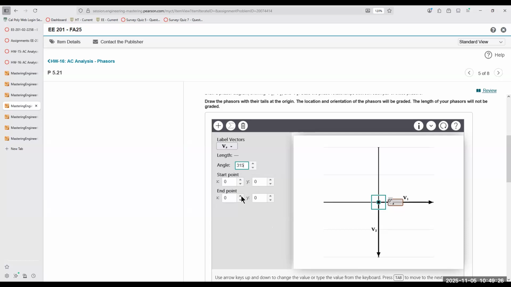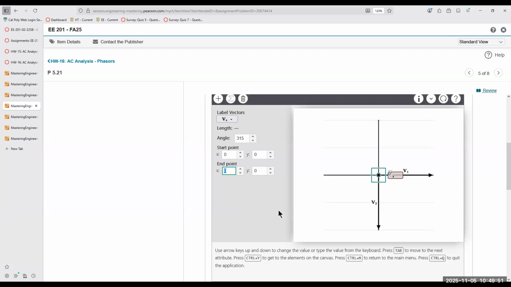Start point would be at 0, 0. End point should be at, let's see, it's minus 141, right? It's 141. So end point should be at, I need to convert it into X and Y coordinates. So if we add this, I can't do it without the math. Someone perform the math conversion and convert it into rectangular coordinates, please. 141 with an angle of minus 45.